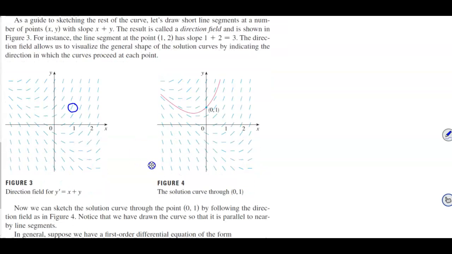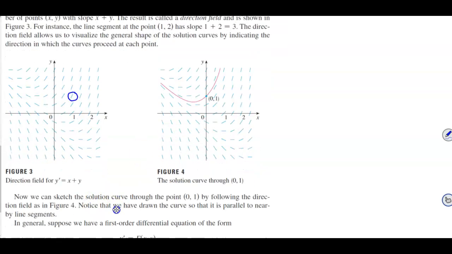So if you take a look at figure 4, it says we can see the sketch of the curve and it's going through the point (0, 1). By following the direction field as in figure 4, notice that we have drawn the curve so that it is parallel to nearby line segments. So what you see here is this particular curve, and once it hits that point (0, 1), you can see that this curve is following what that slope would be, or that little segment would be, because 0 plus 1 would be 1, and therefore it would have a slope of 1. And that is telling us the direction of what that is going to look like.